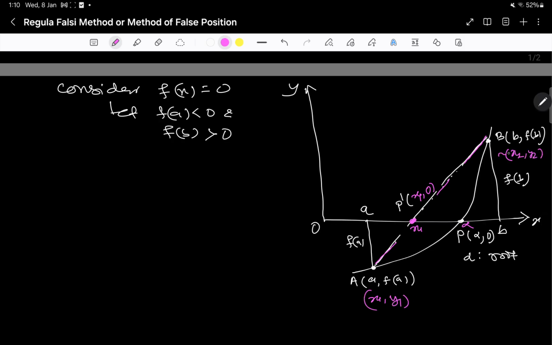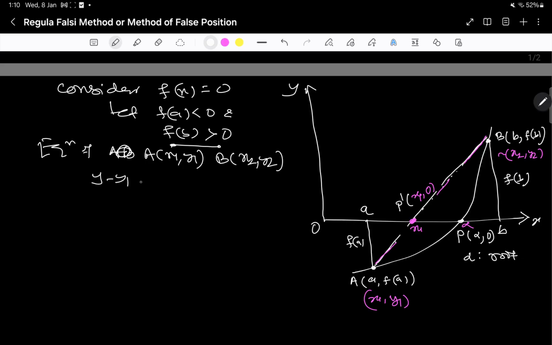So what is the equation of the line passing through two points? The equation of AB, with A (x1, y1) and B (x2, y2), is y minus y1 equals (y2 minus y1) by (x2 minus x1) into (x minus x1), right?